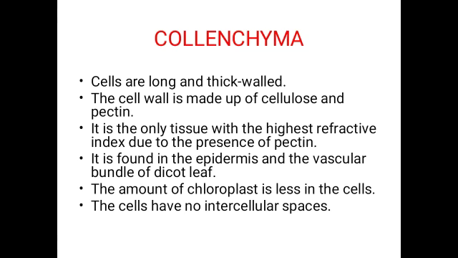The amount of chloroplast is less in the cell. When compared to the parenchyma cell, the amount of chloroplast is less in the cell, whereas in parenchyma it is very high and it is essential for photosynthesis. The cell has no intercellular space. In parenchyma, it is very thin and it has a large amount of intercellular space, but in collenchyma, it doesn't have intercellular space, so it is a little bit tightly packed.